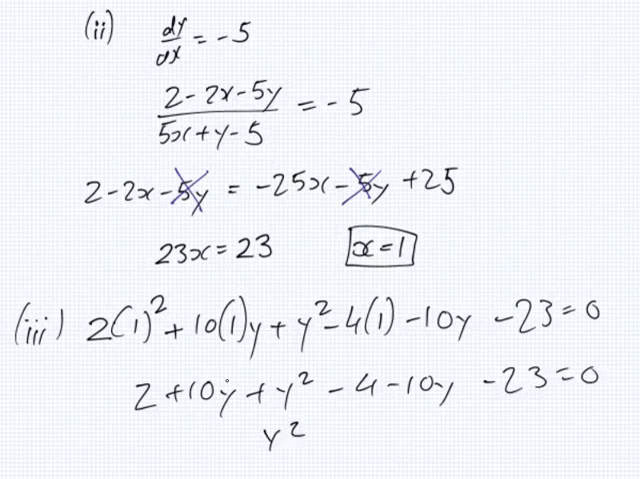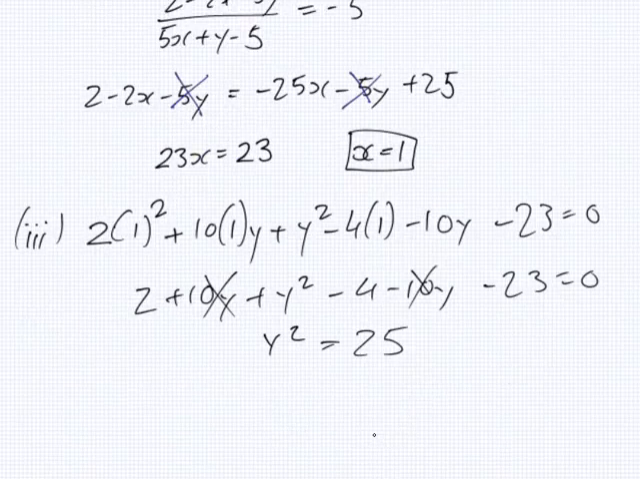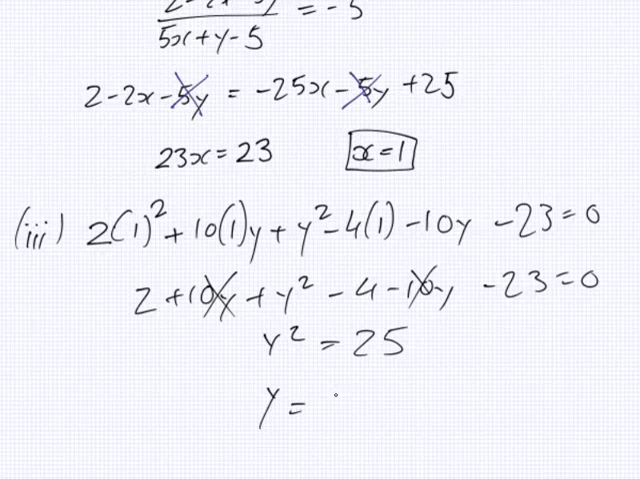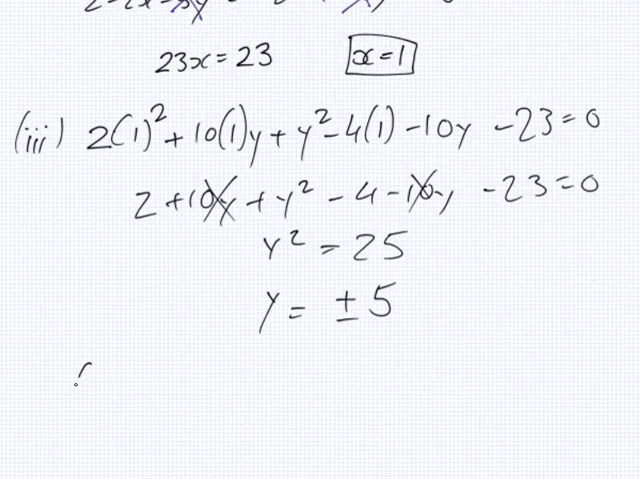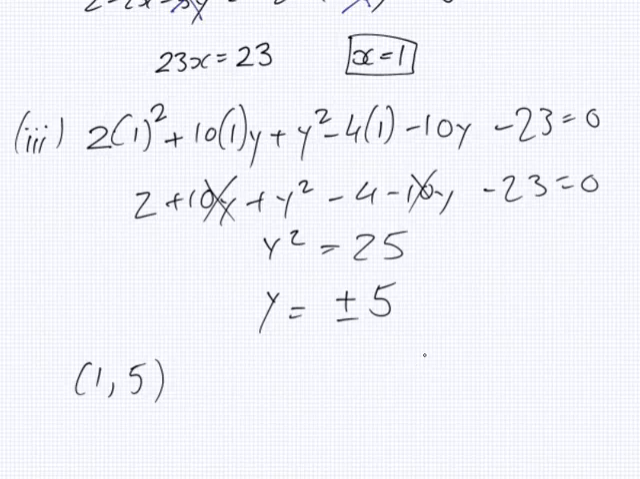Y squared, that cancels that. Y squared equals 25 here. Yeah? So that's nice because then that means y equals plus or minus 5. So we have two answers: 1, 5 and 1, minus 5.